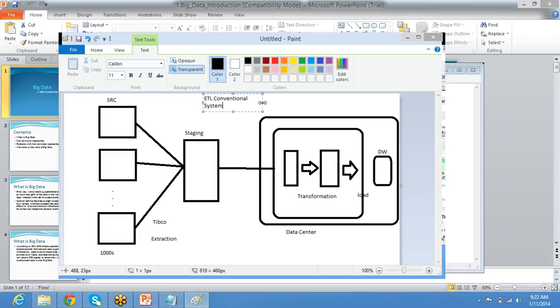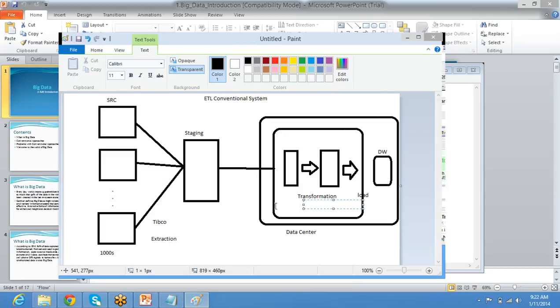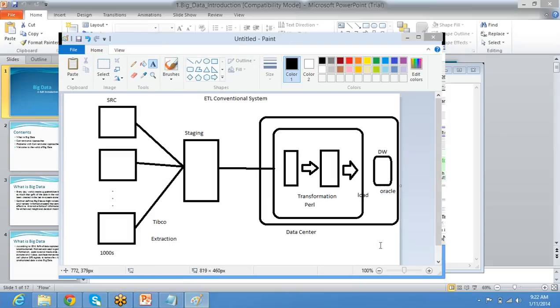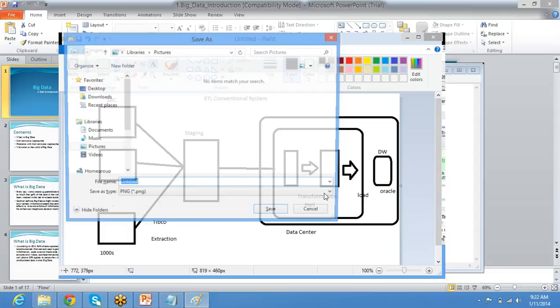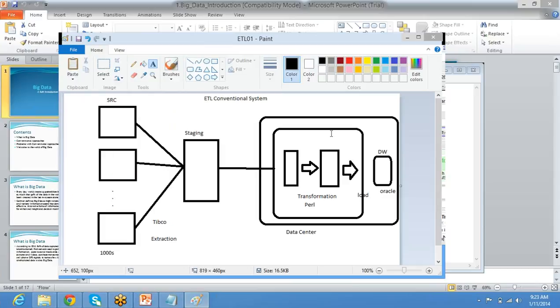For our big data setup, almost all the components will be changed. All the components will be different. Even for the extraction we won't use TIBCO. For transformation we won't use, let me write, suppose this is Perl. DW, I should write. If you want, I can share this figure with you. Any other thing you want to discuss?